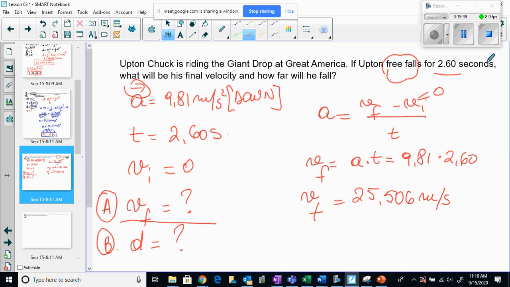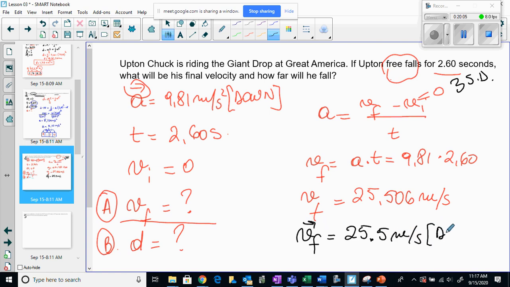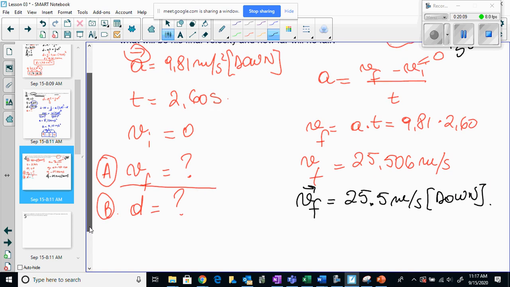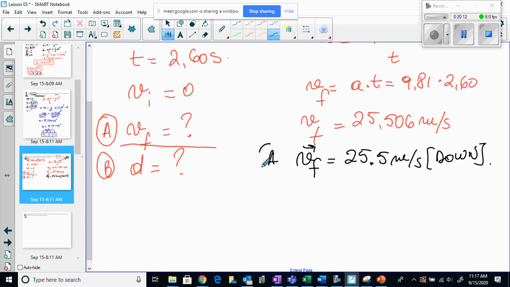However, the only given on this question is 2.60 seconds, which is in 3 sig digs. So the final answer has to be in 3 sig digs. So the final answer for final velocity will be 25.5 meters per second going down. Okay, so this is for A.